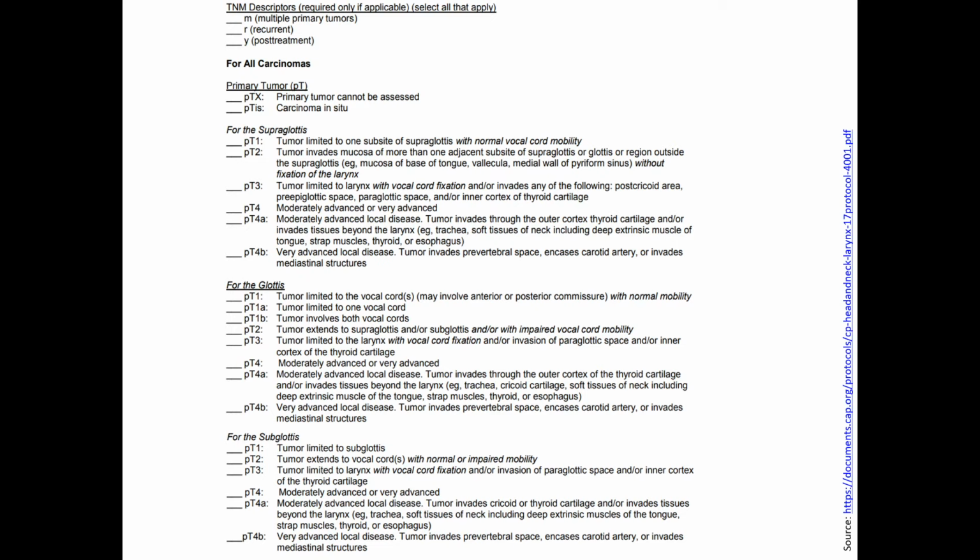Beyond that, though, it's really T3 to T4A. There's not really a great way. I have to look it up every time.